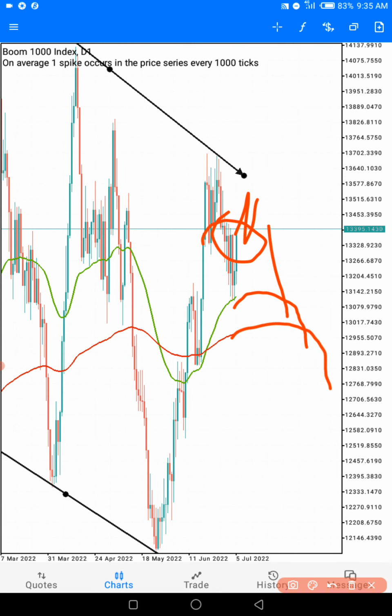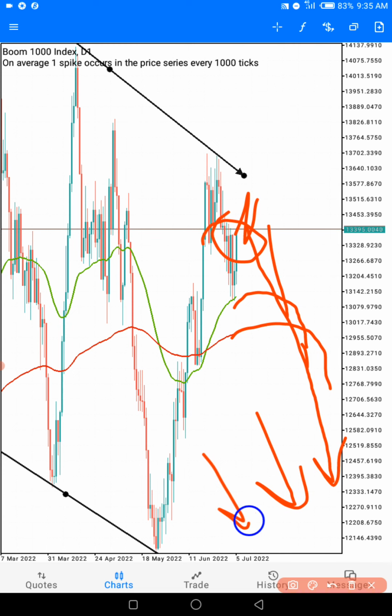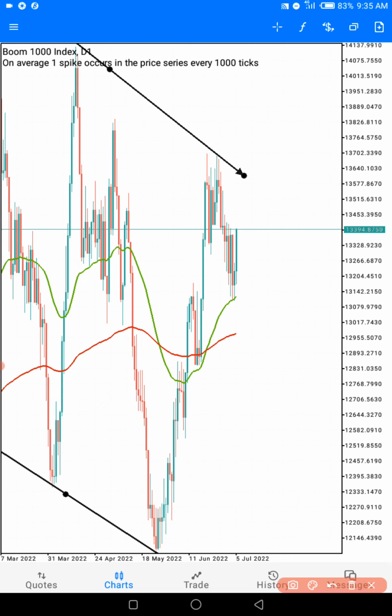I'll bring this down. This is the projected direction. It goes a lot deeper down. It's going to go down in the next few days. So for those of us looking forward to sell Boom 1000, the period is getting close that the market is going to go in your direction.